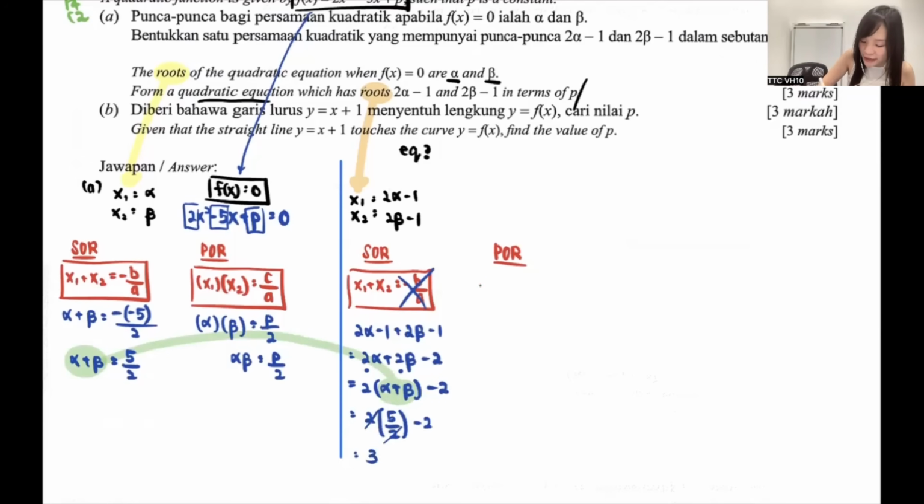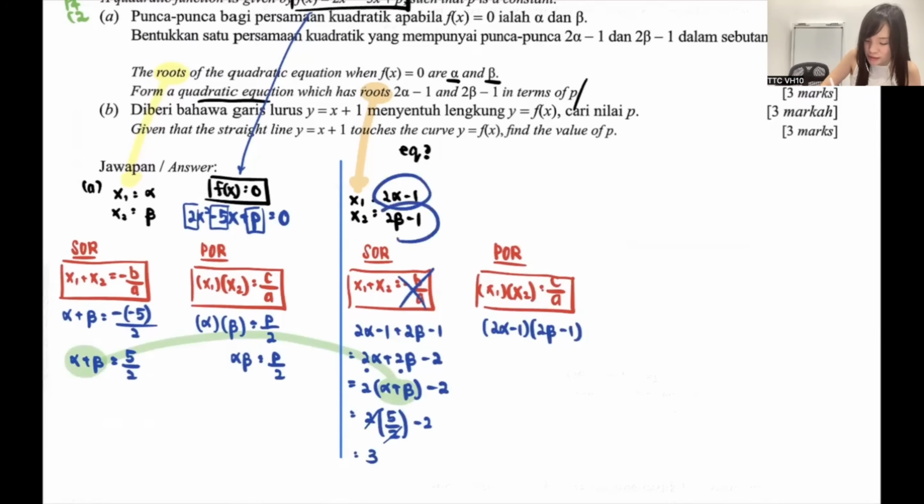Let's try to do POR again. So x1 times x2, that's product of roots, is equivalent to c over a. Memorize the formula, not provided. So my dear, now my x1 is what? 2 alpha minus 1. My x2 is what? 2 beta minus 1. Can you see? All is here. What's my a and c? Don't have, because I want to find the equation. Obviously, I don't have a, b, c. Don't go to the neighbor's house and steal, okay?